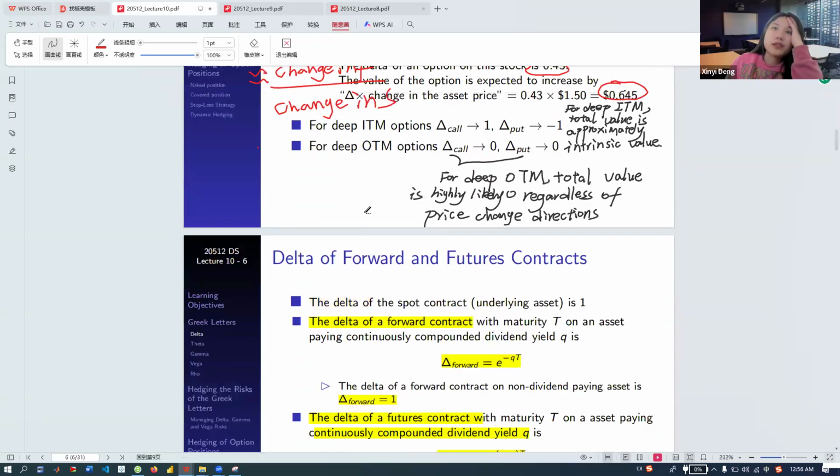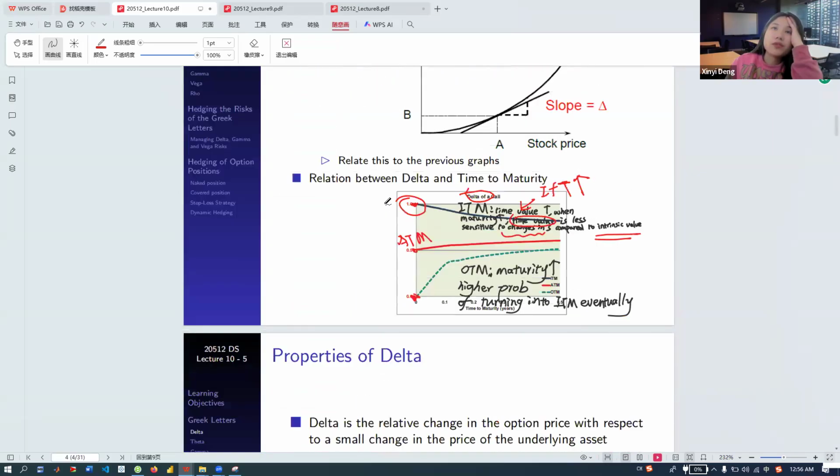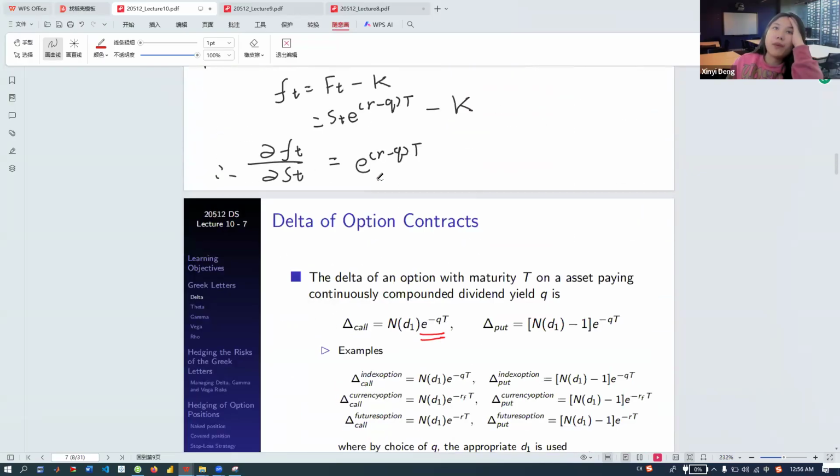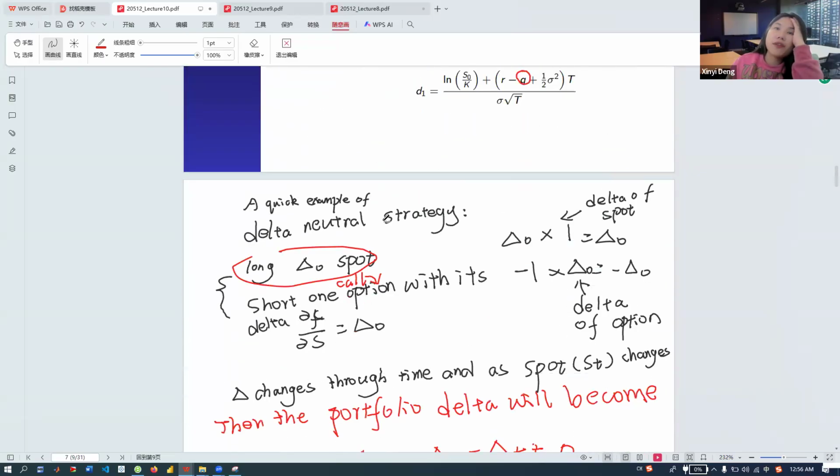Did I discuss the delta of the spot? Let me just check. Anyways, let me quickly derive the delta of the spot here. The delta of the spot would be the first order derivative of S with respect to S, right? That's just one.